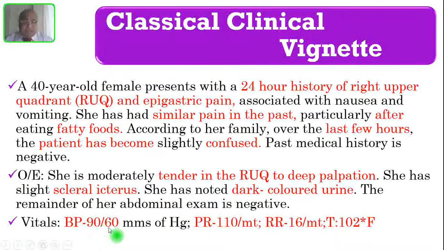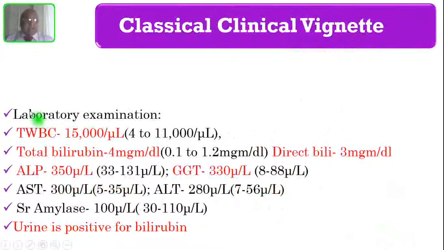Vitals: BP is 90 by 60 millimeters of mercury, pulse rate 110 per minute, respiratory rate 16 per minute, and temperature 100 degrees Fahrenheit. On laboratory examination, total WBC count is 15,000, total bilirubin 4 milligram, direct bilirubin 3 milligram, alkaline phosphatase is 350, normal is only up to 131, GGT is 330, the normal range is only up to 88. AST and ALT both are mildly elevated. Serum amylase is only 100 units. Urine is positive for bilirubin.